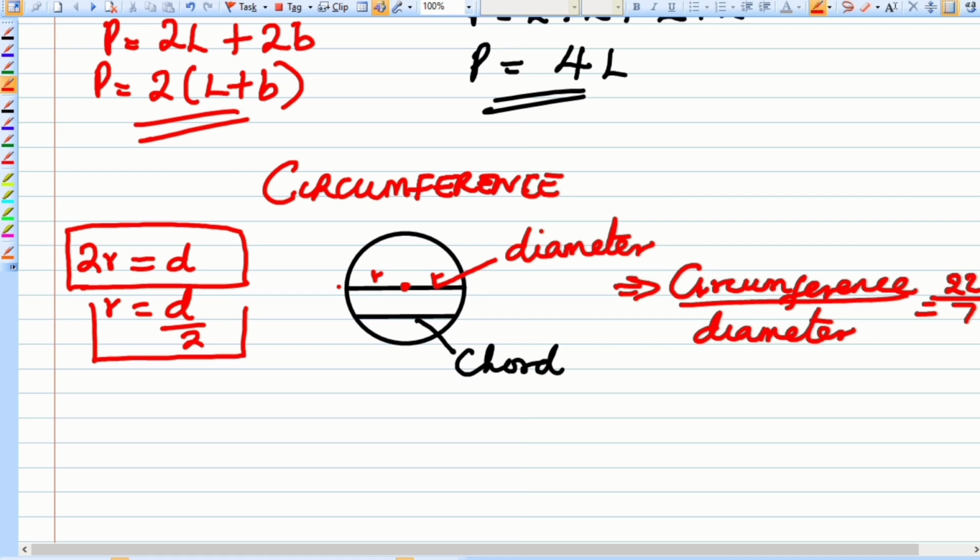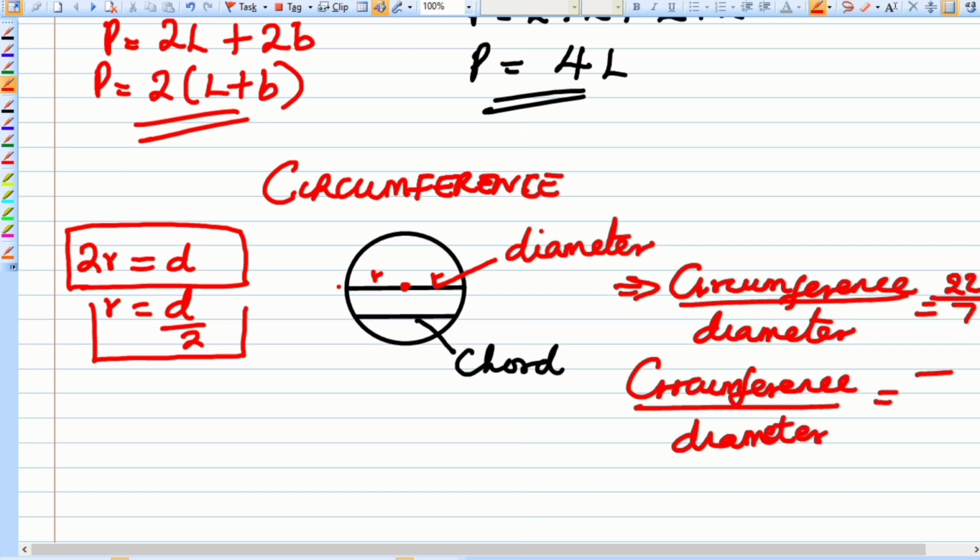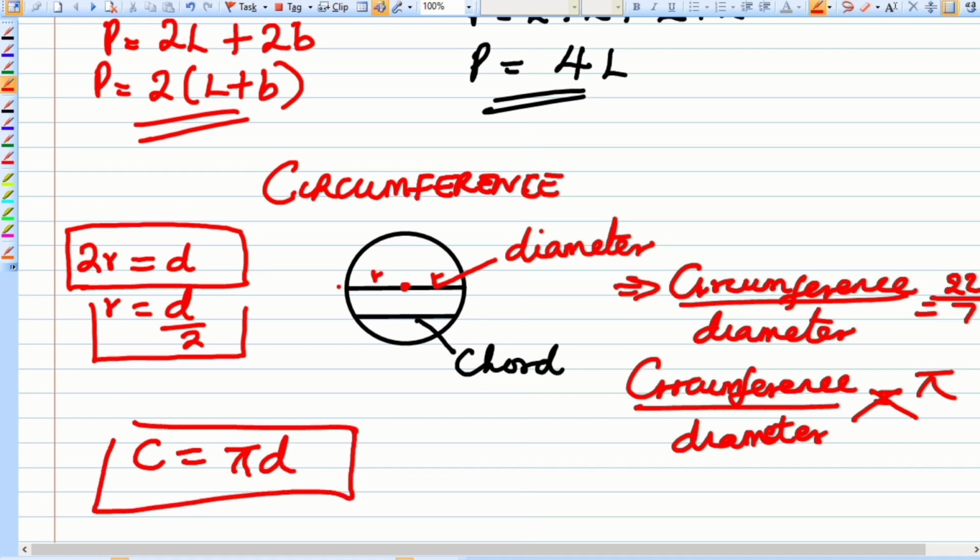So in general, anytime we get the circumference of a circle and divide it by the diameter of that circle, we always get a constant, which is 22/7, which we denote as pi. From this place, we can now make circumference the subject of the formula when we cross multiply. We're going to use C for circumference. So you see that we have C is equal to pi times the diameter. This is the formula for the circumference of a circle.